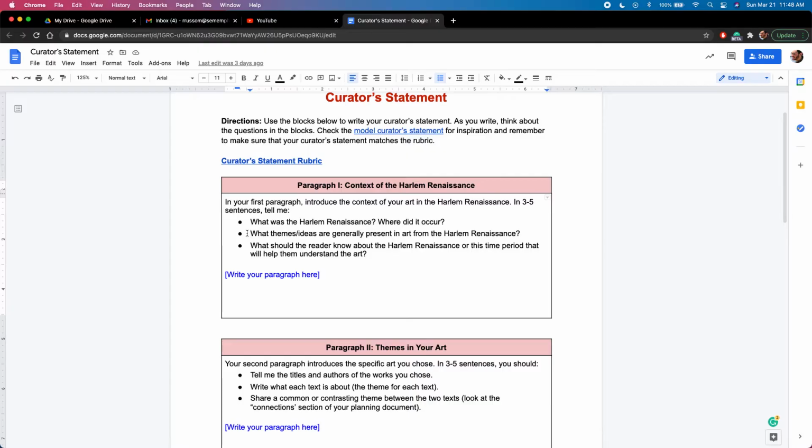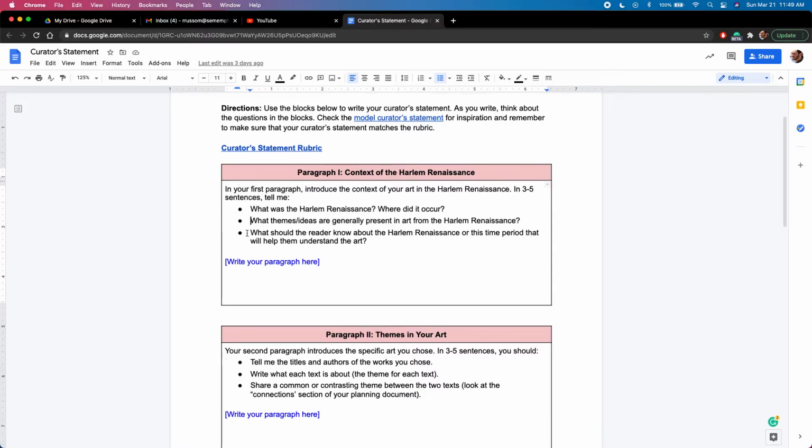This next one is asking what themes or ideas are generally present in art from the Harlem Renaissance. So as you're answering that, think about all of the texts that we have studied in my class so far. A lot of them have been about race in American society, racial identity. Some of them have been about trying to find who you truly are. A lot of them have been about celebrating Black culture. Any of those things are acceptable answers for this. So think about what we have been talking about over this past unit.